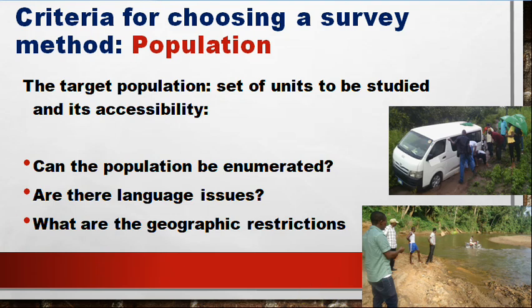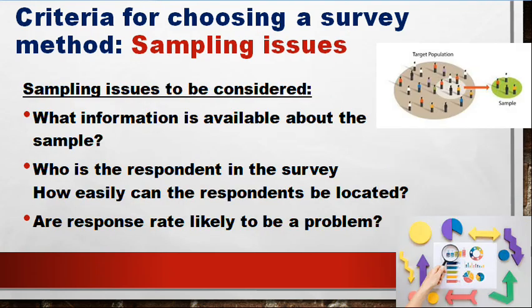The next one to consider is the sampling issue. It is important to note that sampling performs three major functions in survey design. Number one is that your sampling helps to lower the cost of data collection.